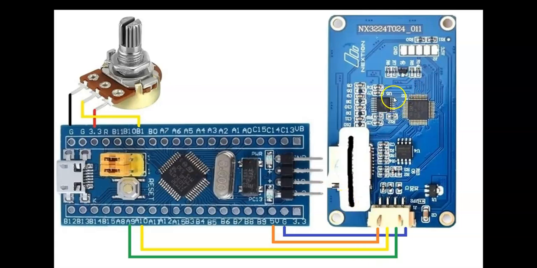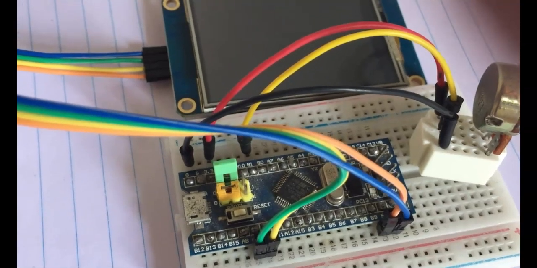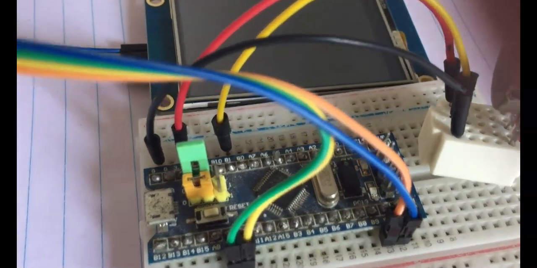Now remove the Nextion display from the FTDI and connect to the STM32 Blue Pill. A9 goes this side, the ground side. A10 goes this side, where the other side is the VCC 5 volt. The potentiometer is here. The wiring connections are like this.